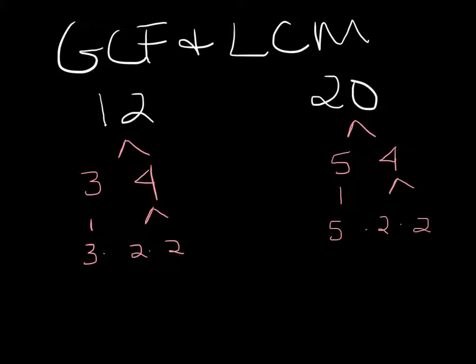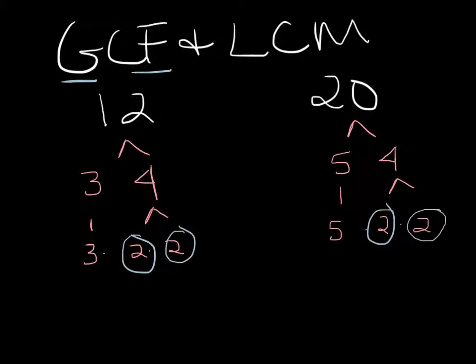So here I have my prime factorization, and I'm going to look for factors that they have in common. I call this Go Fish, kind of like the card game. So 12, I have a 3. Do you have a 3? Nope, so we do not share the 3 in common. But I do have a 2, and so does 20. 12 has a 2, and so does 20. So the factors that they share in common are a 2 and then another 2.